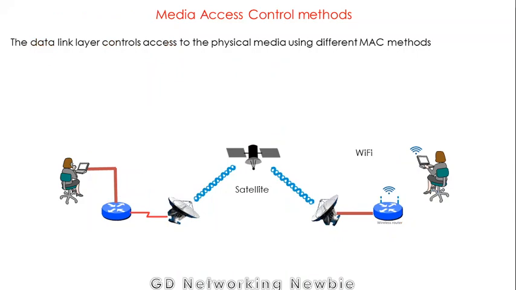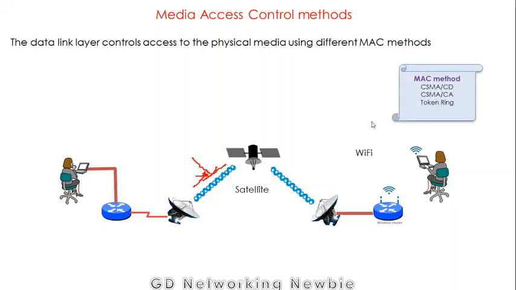And the data link layer also controls the access to the physical media by using different media access control methods. So for example, this media is there, and there may be multiple users using the same media. So the media access method defines who is allowed to access, or who is allowed to transmit using this media, at a particular instant of time.